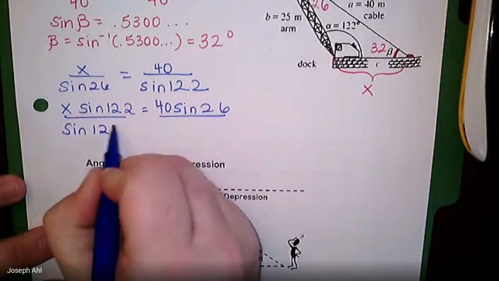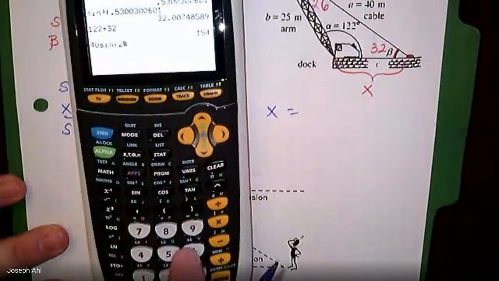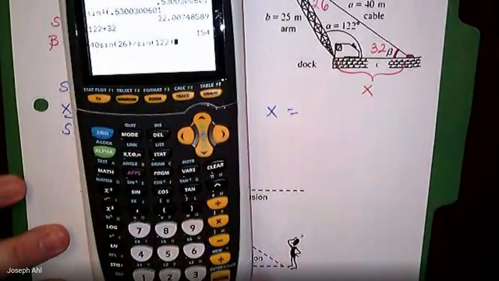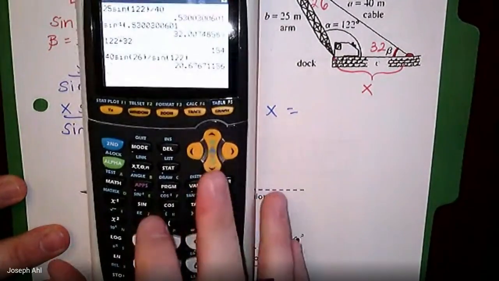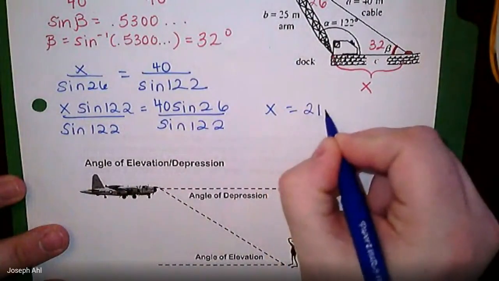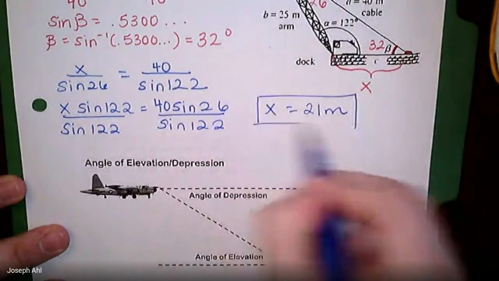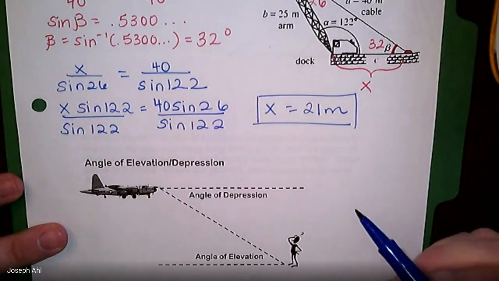Divide both sides by sine 122 to get that x equals 40 sine 26 divided by sine 122. Let's see. I'm getting that x equals 20.676. So we'll round up to the nearest meter here and say that the length there is about 21 meters. Okay. So there's a quick application using law of sines.